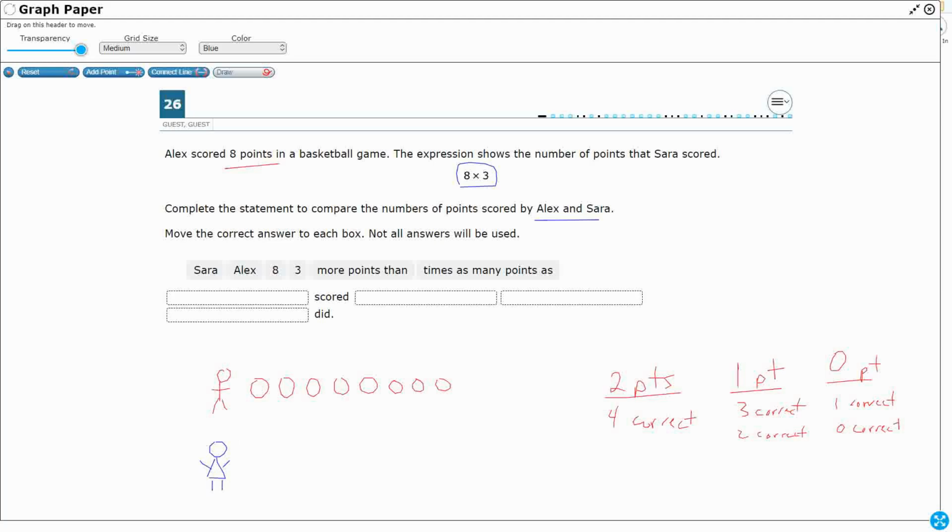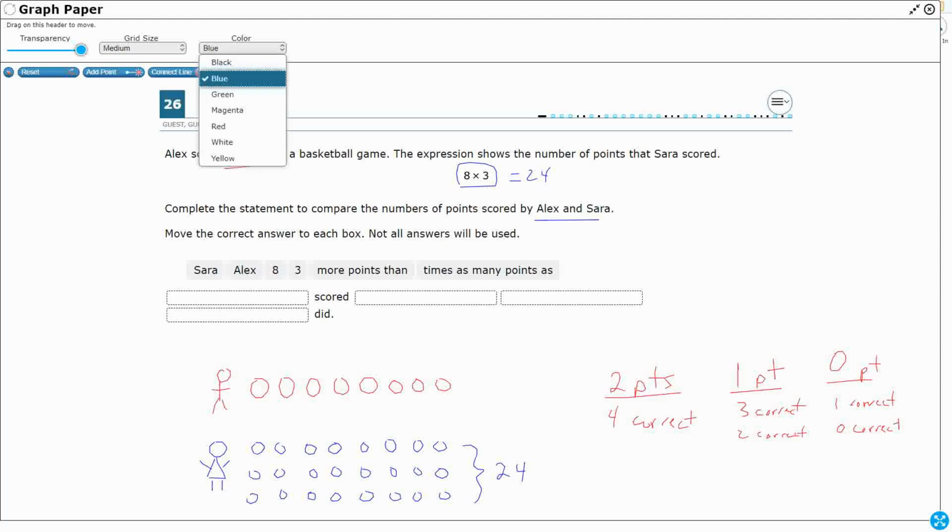So all we know is that Alex scored 8, and then I've got this expression, 8 times 3. Well, let's make it look like this. Here's my 8, but then we need to do that times 3. So if I'm going to do an array, I'm actually going to do 3 rows of 8, right? Because we know that equals 24. Okay, that's a basic fact. So there we go. I've got a good picture here. She scored 24 points, while Alex only scored 8 points. So she scored 3 times as many points.